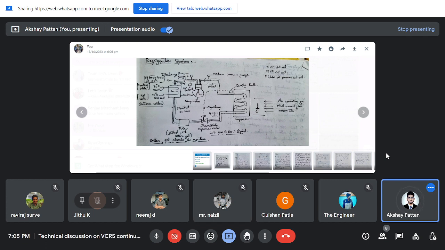And again, when there is a rise in temperature, suppose minus 18 degrees Celsius comes to minus 16, minus 15, the low pressure cutout comes into the picture again and cuts in. That means it switches on the compressor. And this cycle repeats again. Here, the low pressure cutout acts as cut in and cut out, on and off. The process happens automatically. There is no manual process.